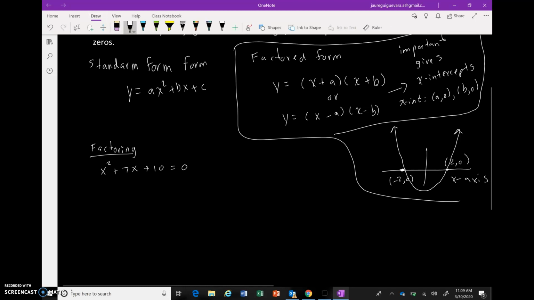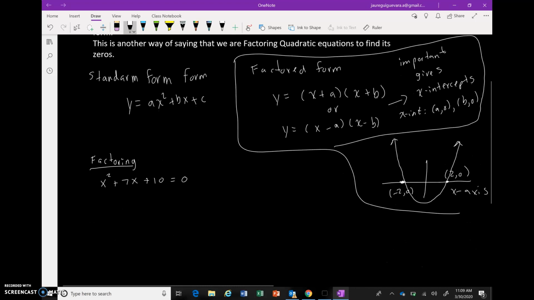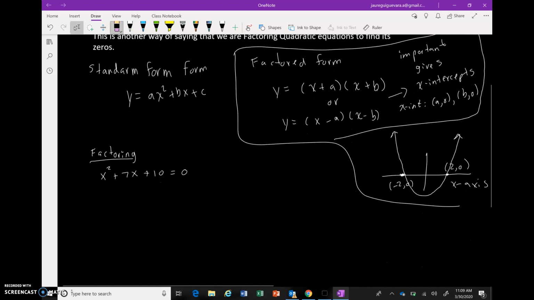I'm going to tell you to convert this. Better yet, I won't even use 0 yet. I'll call it y. So I'll say y is equal to x squared plus 7x plus 10. That way you remember that right now it is in standard form. If I want to convert this into factored form, it's got to look like that. The way we do this is we call this process factoring.